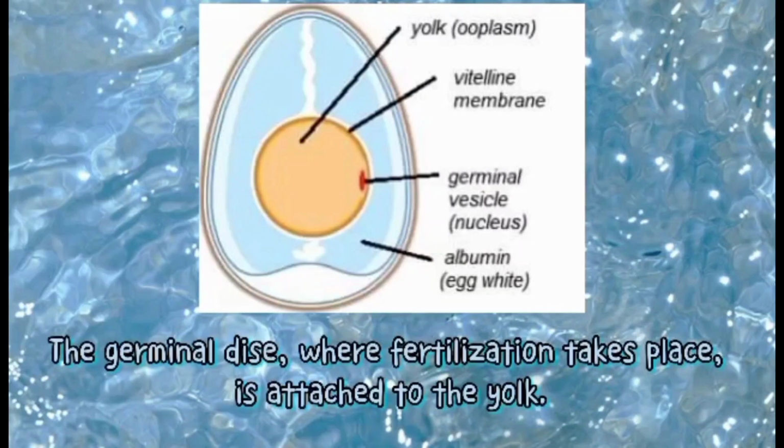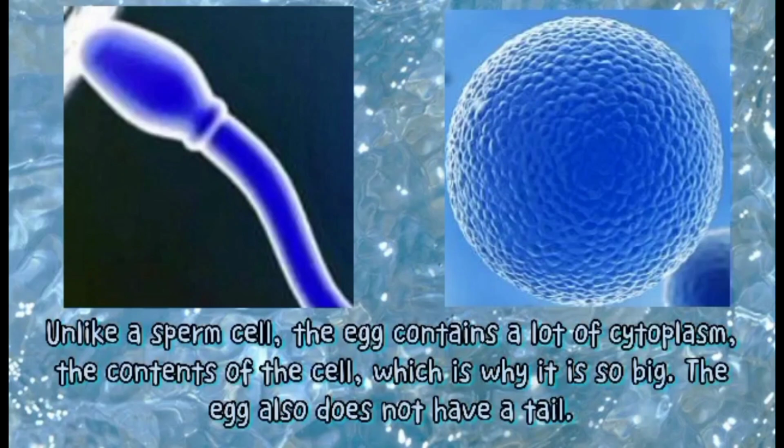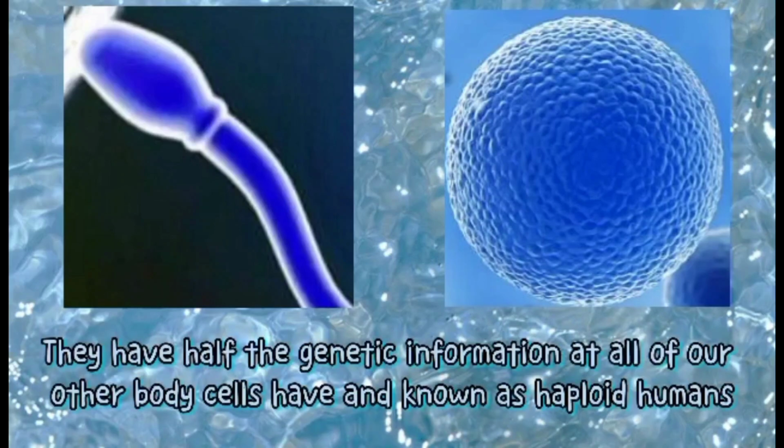The germinal disc, where fertilization takes place, is attached to the yolk. Like a sperm cell, the egg contains a nucleus with half the number of chromosomes as other body cells. Unlike a sperm cell, the egg contains a lot of cytoplasm, the contents of the cell, which is why it is so big. The egg also does not have a tail. Sperm cells and egg cells, both of these sex cells are known as gametes. Gametes are an organism's reproductive cells. They have half the genetic information that all of our other body cells have and are known as haploid.